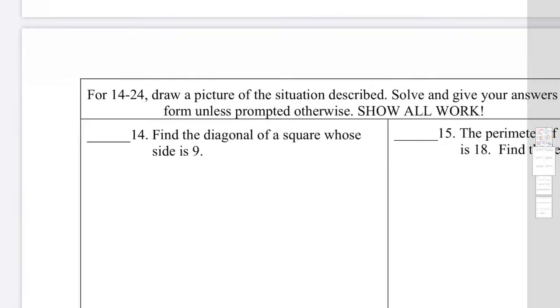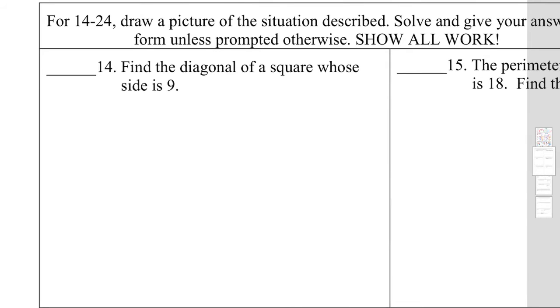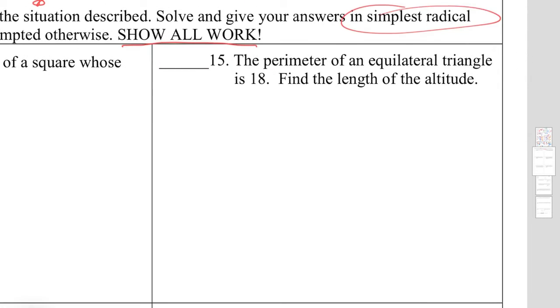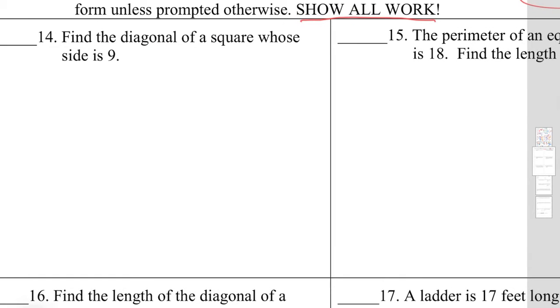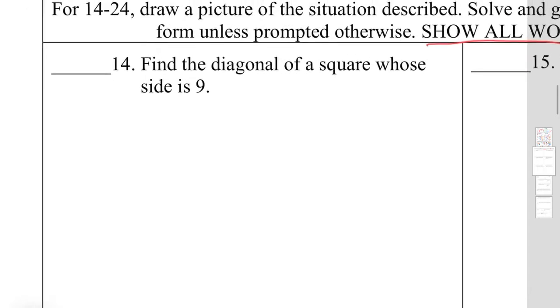Alright, so moving on to word problems. First of all, notice how it says show all your work and draw a picture for every situation. And simplify to the simplest radical form, which means we don't want decimals. We want to leave it as a square root, a simplified square root of that.